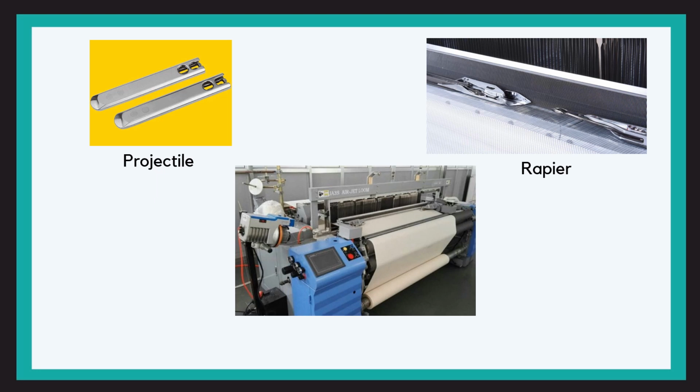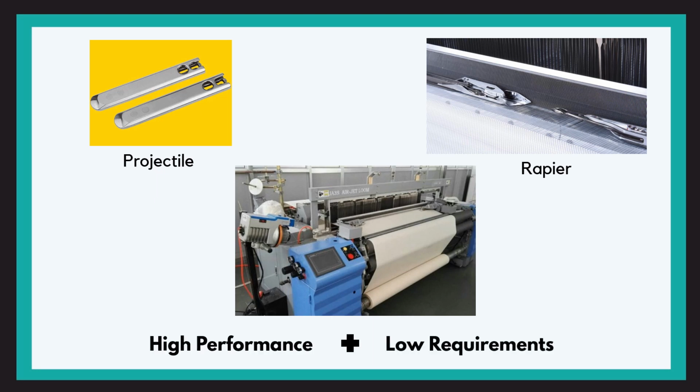Now, on comparing it with the rapier, projectile or the shuttle loom, the weft insertion system in Airjet has a very small mass. तो जब रिलेटिवली एक लाइटर मास को एक्सेलरेट करना होगा तो फोर्स एंड एनर्जी रिक्वायरमेंट्स भी ऑटोमेटिकली रिड्यूस होंगे. एंड दिस इज व्हाई एयरजेट इज सेड टू गिव हाई परफॉर्मेंस विद लो रिक्वायरमेंट्स.